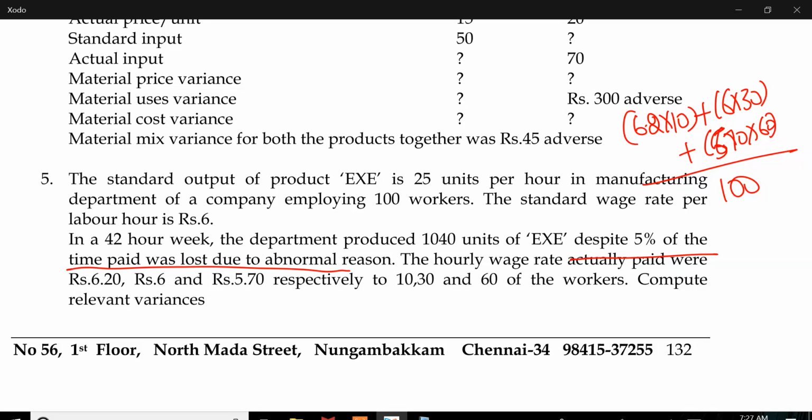No, divide by what you said? Why 7? 1040 divided by 25. No, not 1040 divided by 25, not 42. Not 42 divided by 7. Where is the 7 coming from, first of all? Why 42 by 7? No, not because of that.